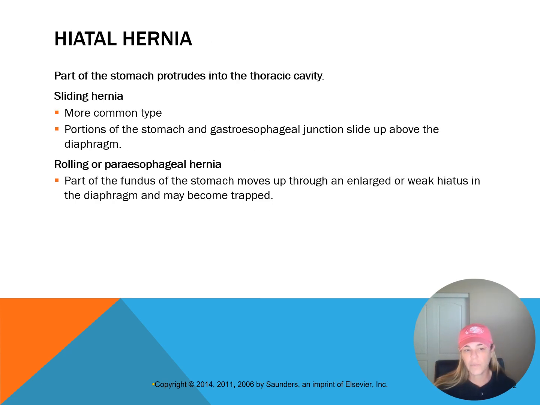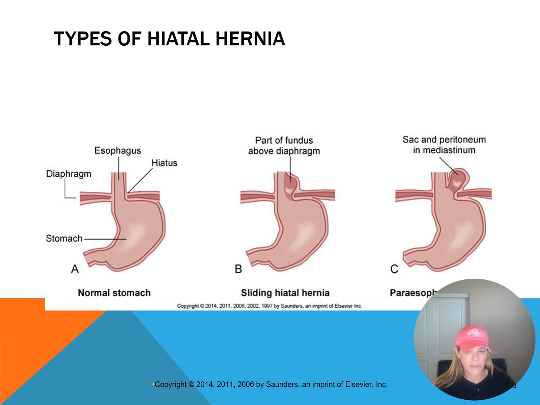So hiatal hernia, what is that? Basically, this is when part of the stomach protrudes through into the thoracic cavity. So we can have a sliding hernia, which means it goes in and out. It doesn't stay in the same spot, or a rolling or paraesophageal hernia. So part of the fundus of the stomach can move through a weak part of the hiatus in the diaphragm, and that becomes trapped. It doesn't come back out, so that can cause issues as well.